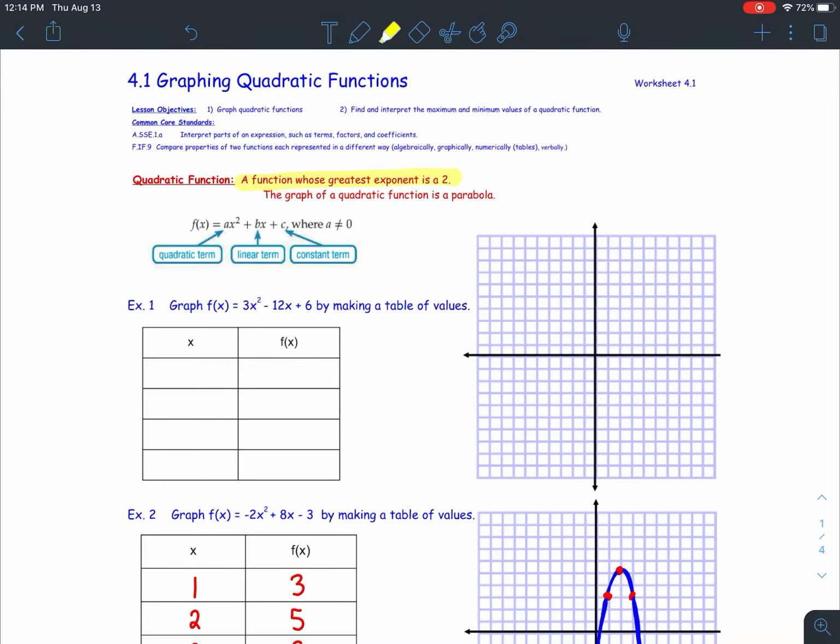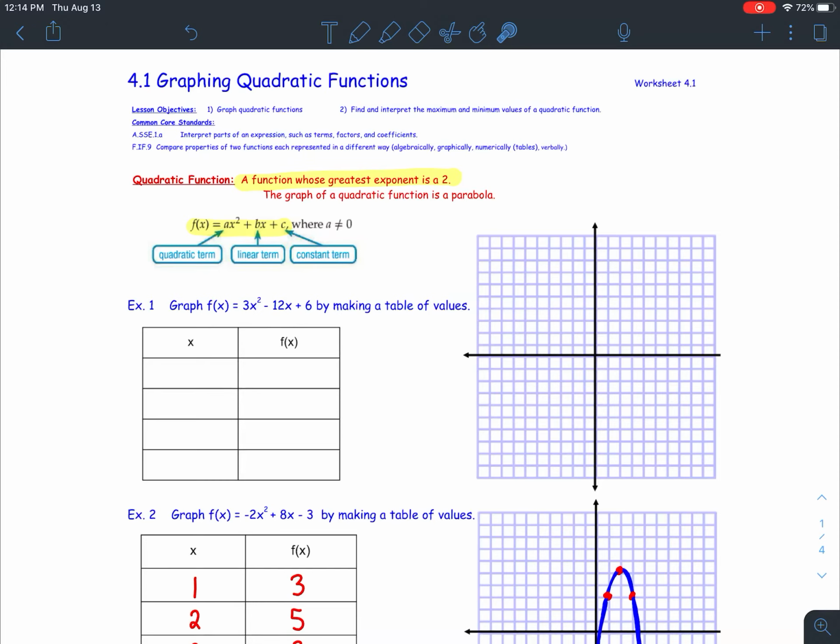And so the distinguishing factor for that is it has to be an equation where the greatest exponent on your variable is in fact a 2. This is typically the generic way that we write quadratic equations: ax squared plus bx plus c. That's in descending order, but there would really be numbers in place for this a, b, and c.